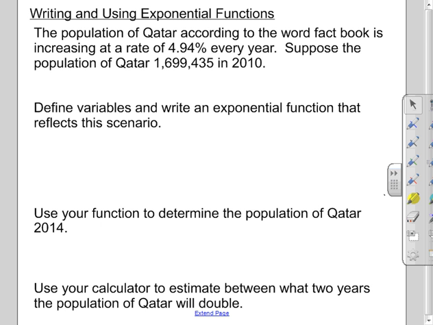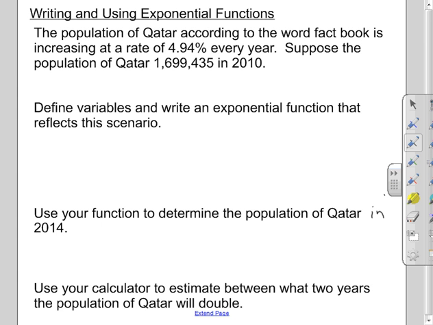maybe pronounced "gutter" as well, according to the World Factbook, is increasing at a rate of 4.94% every year. Suppose the population of Qatar is 1,699,435 people in 2010, and we'll assume that that 4.94% matches the data taken in the year 2010. So it says define variables and write an exponential function that reflects this scenario. Then the next part says use your function to determine the population of Qatar in 2014. And then use your calculator to estimate between what 2 years the population of Qatar will double.